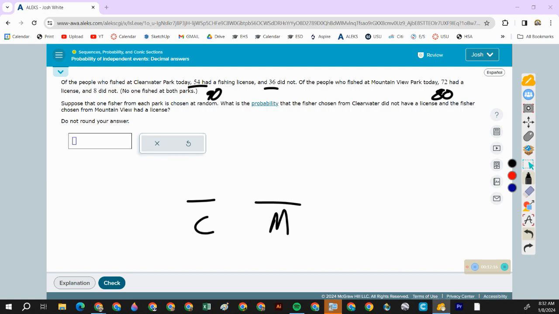So what is the chance of getting a non-licensed person from the first group? That would be 36 over 90. And what is the probability of getting a licensed person on the second group? That would be 72 out of 80. And it's an and. So we multiply. So 36 out of 90 times 72 out of 80. And I get 0.36. So we have a 36% chance of that happening.